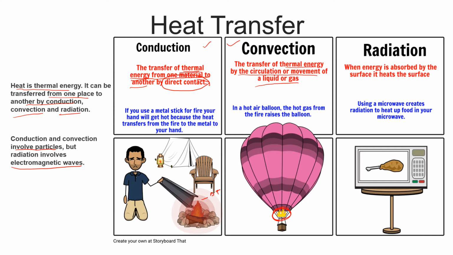And the last one is radiation. Radiation is when the energy is absorbed by the surface, it hits the surface. For example, using a microwave creates radiation to heat up food in your microwave. We heat the chicken, for example, and it has a temperature change, but we use radiation from the microwave.